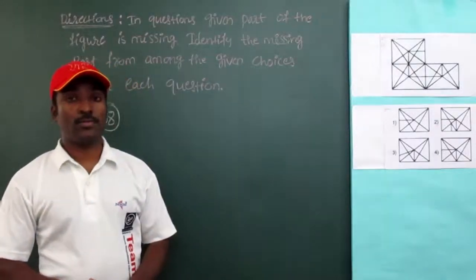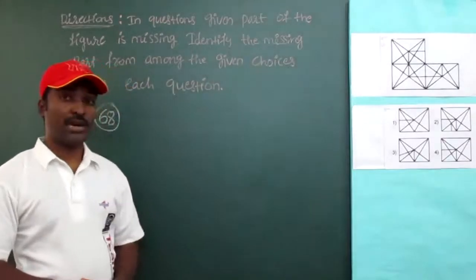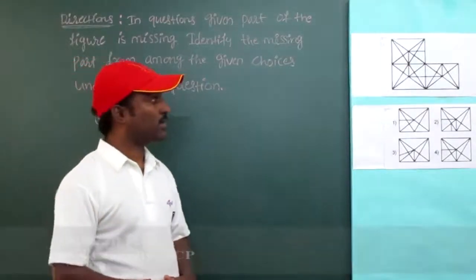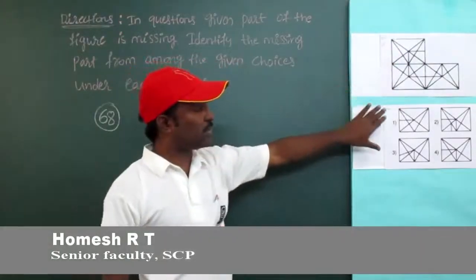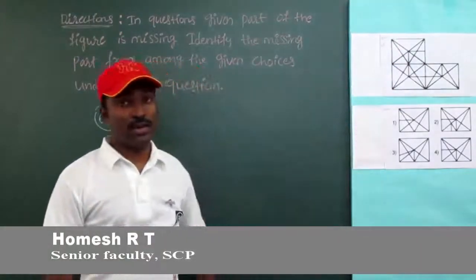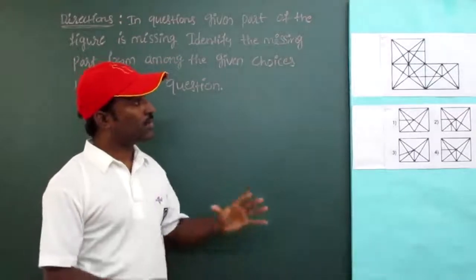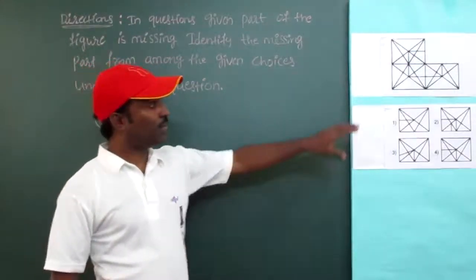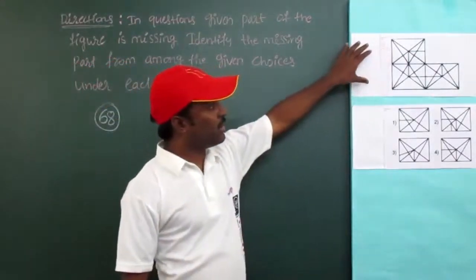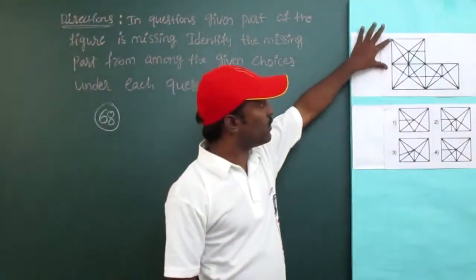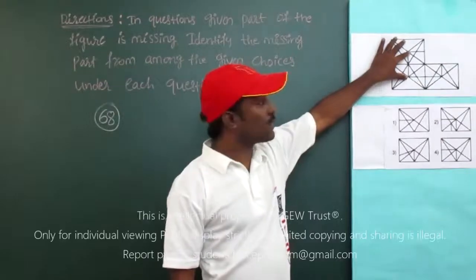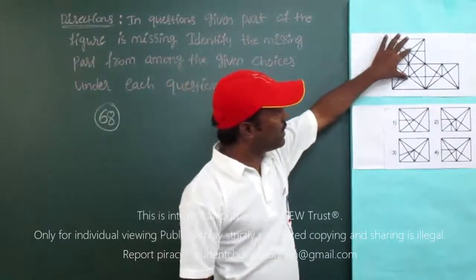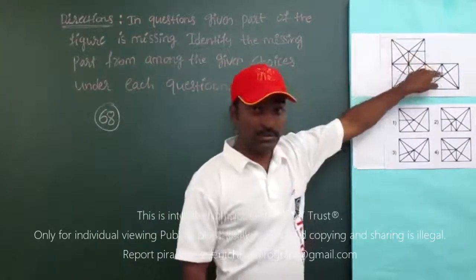Well friends, here is problem number 68 and we have to find the missing part in the given figure. Followed by this they have given 4 options and we have to select the correct one. If you observe carefully, the given figure contains rectangles, the outer rectangle and one inner rectangle. So we need to complete this rectangle.